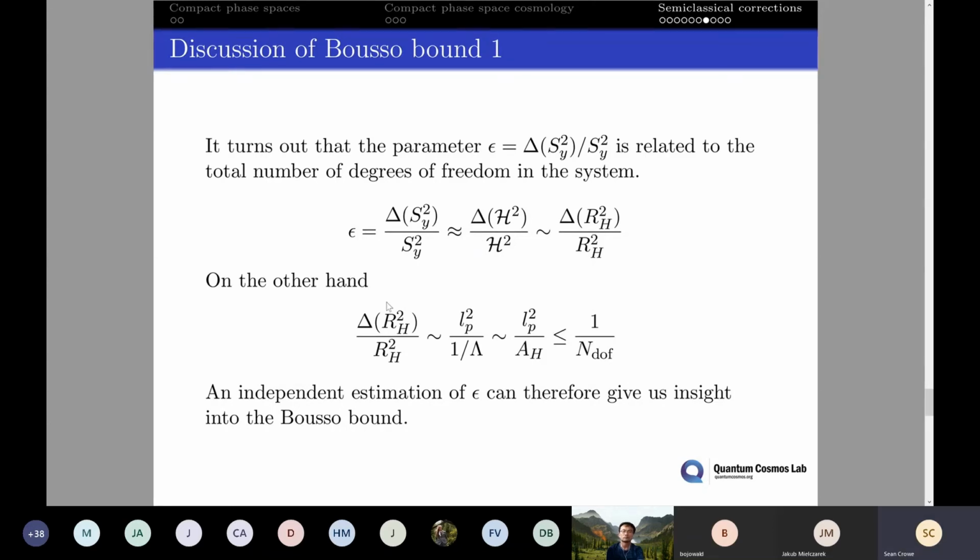On the other hand, we can estimate the value of this relative fluctuation of the Hubble radius if we imagine that fluctuations of the Hubble radius are of the size of the Planck length. Of course, the Hubble radius in a de Sitter universe in the flat range is related to the cosmological constant. This is also related to the area of the Hubble sphere, which should be bounded from below by 1 over the number of degrees of freedom on the Hubble area. That last inequality comes from the Bousso bound, right? That's from that conjecture. So in that way, an independent estimation of epsilon can give us more insight into the Bousso bound.